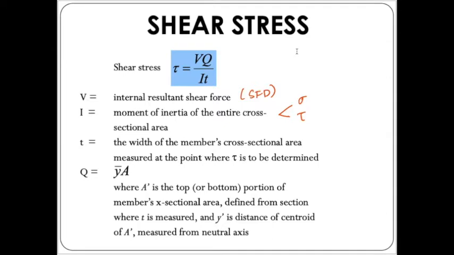Then next is Q. This Q value can be calculated by y bar multiplied by A prime, where A prime is the top or bottom portion of the member's cross-sectional area, defined from the section where t is measured. And y bar is the distance of the centroid of A prime, measured from the neutral axis. We are going to discuss more about this later. Actually, we need to determine the location of the shear stress first, then only we can determine the values.